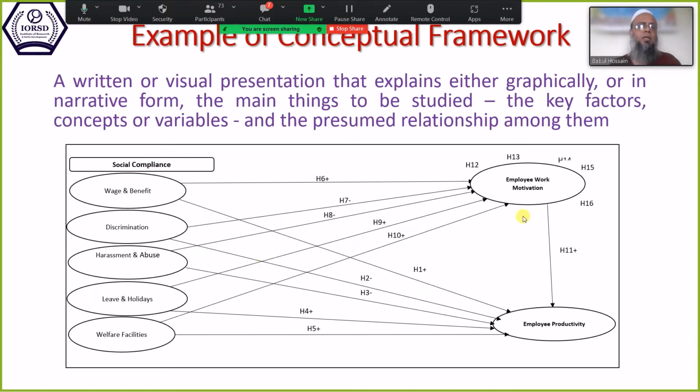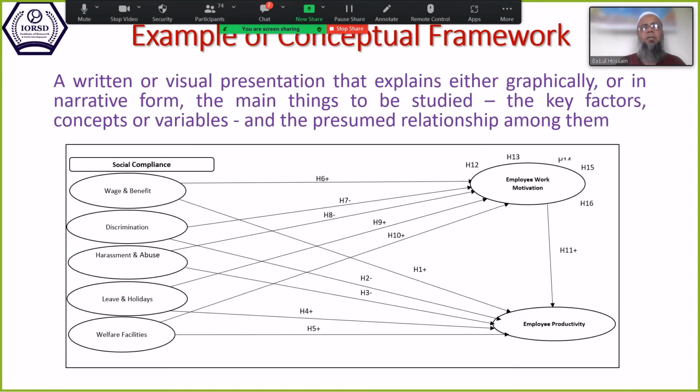So see, employee work motivation, this is a conceptual framework here. Under social compliance, 5 independent variables are there. Employee productivity is the dependent variable. Employee work motivation is the mediating variable. So here you see a total of 16 hypotheses. Okay.